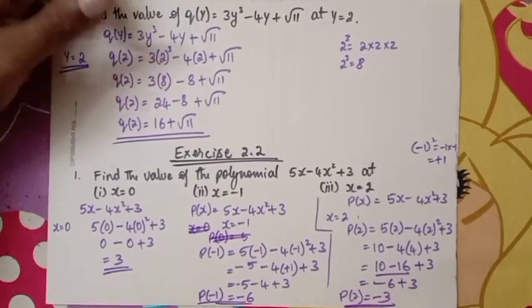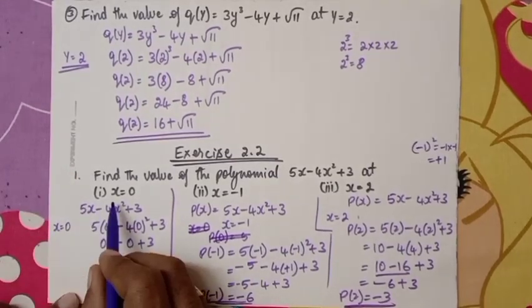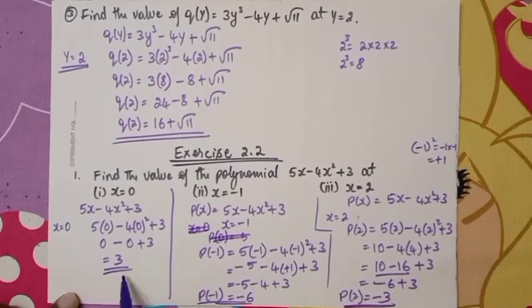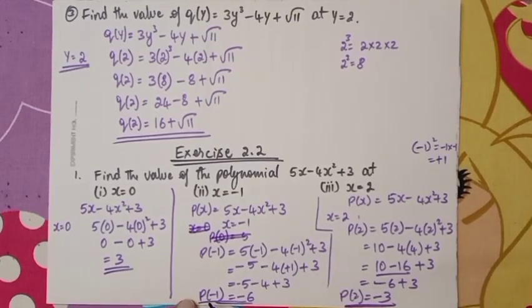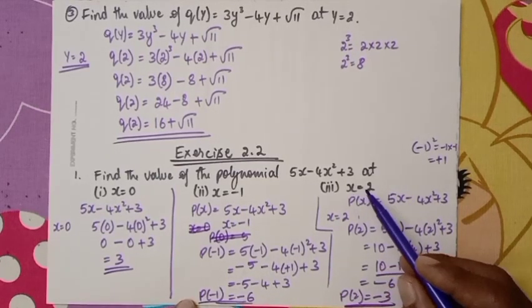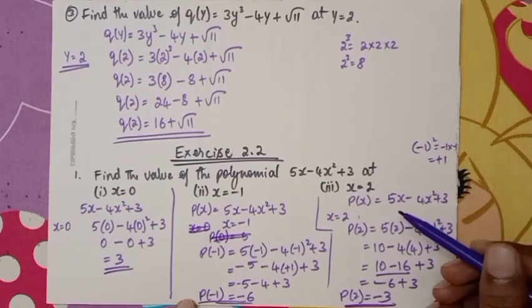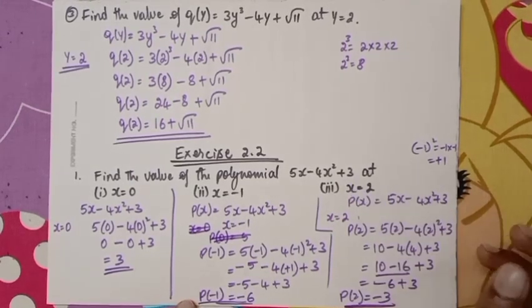Here also we can say that x is equal to 0 is not the 0 of the polynomial. And in this case also we can say minus 1 is also not the 0 of the polynomial, as p of minus 1 is minus 6. And here x is equal to minus 2 is also not the root or the 0 of the given polynomial.